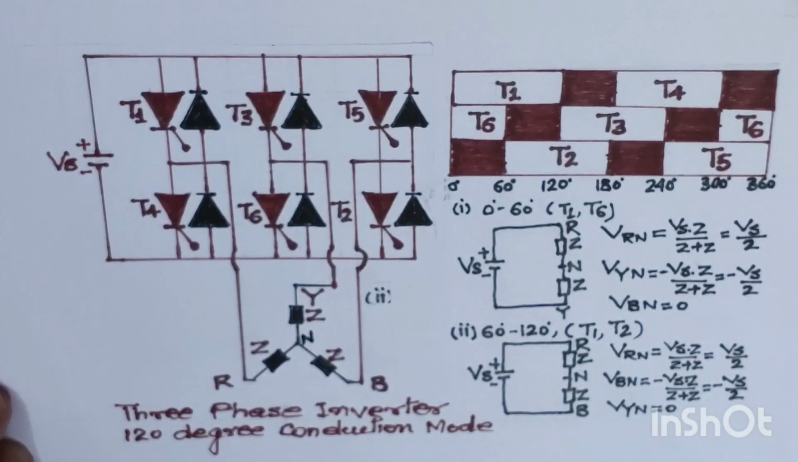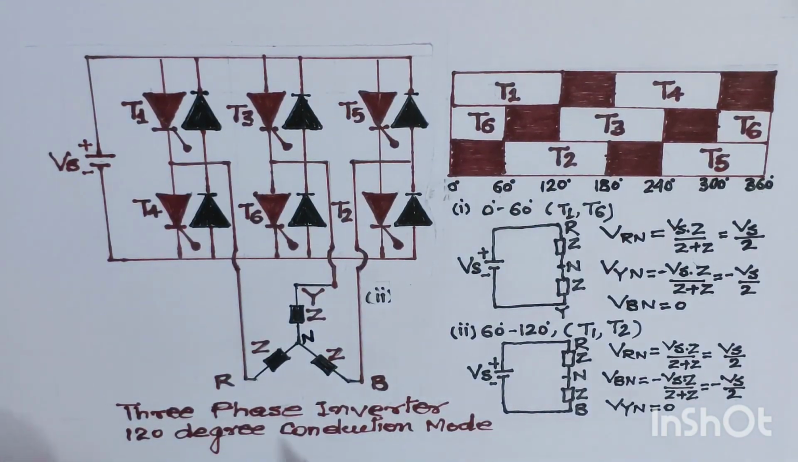In this lecture, we are going to discuss the three-phase inverter in 120-degree conduction mode. In the previous lecture, I discussed the three-phase inverter having a 180-degree conduction mode, where each thyristor operates for a 180-degree angle. However, since this is a three-phase inverter having a 120-degree conduction mode, each thyristor will operate for 120 degrees. That's why it is called the three-phase inverter having a 120-degree conduction mode.